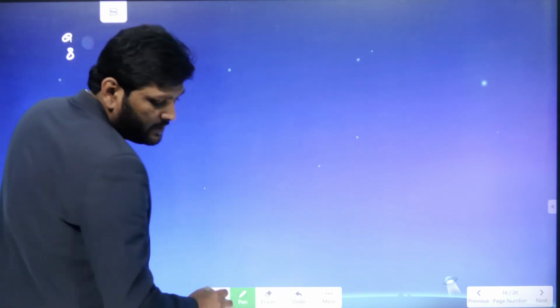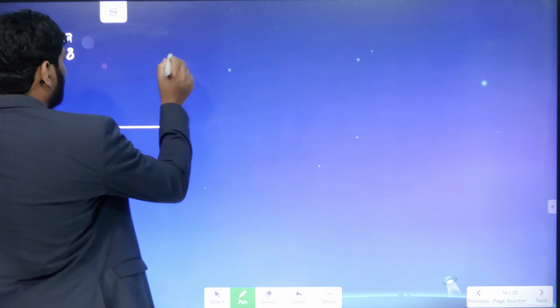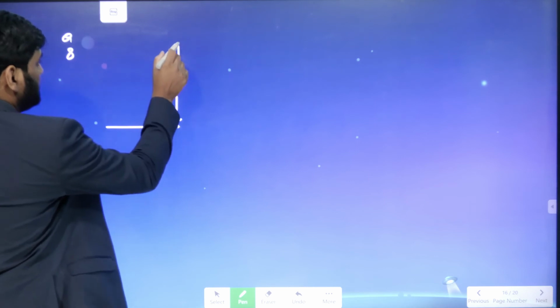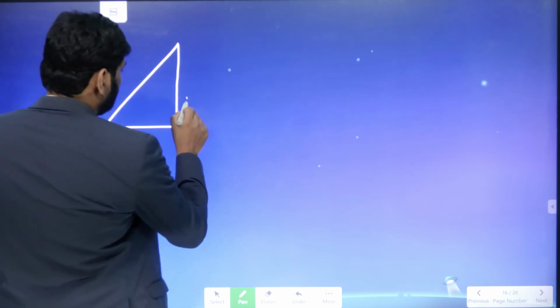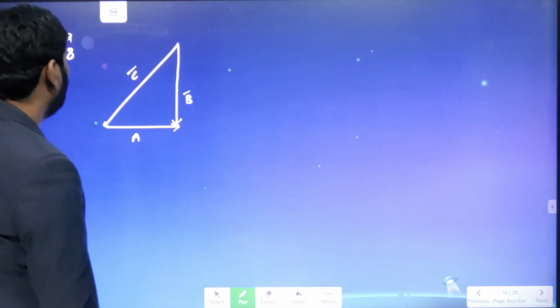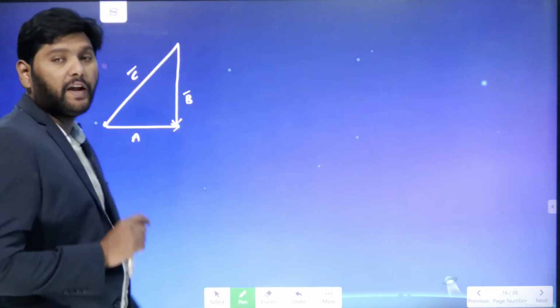See the question. They have given some diagram. In the diagram, how many vectors have they given? 3 vectors. This is A vector, this is B vector, and this is C vector. And they are asking for the correct relation. By using the triangle of vector addition you can find this relation, isn't it?